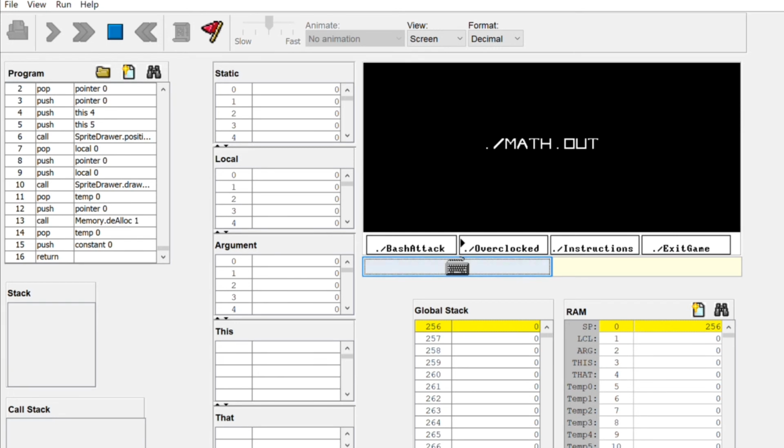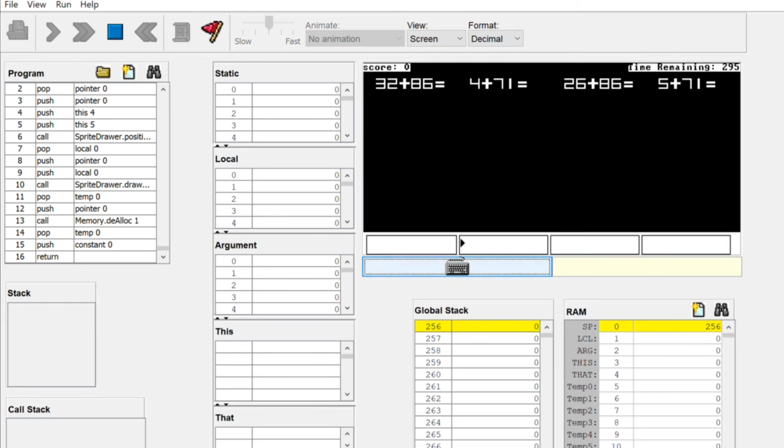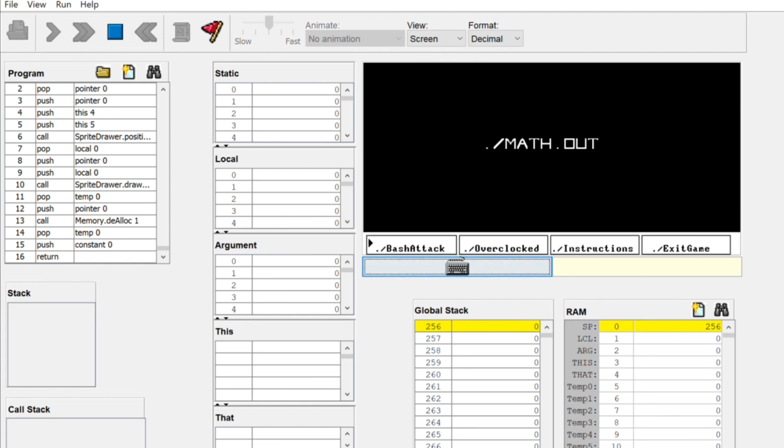The next mode I'm going to show off is Overclocked, which still makes use of the random number generator. As you can see, there's a time remaining bar in the top right-hand corner of the screen, which counts down how much time you have left to answer as many expressions as you can, and your score is given to you at the very end.